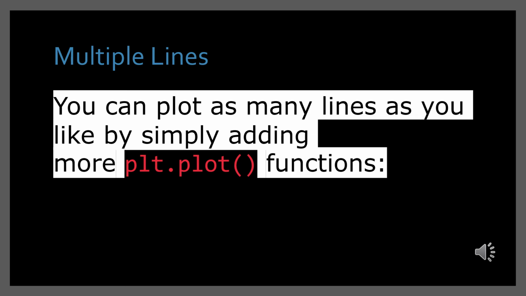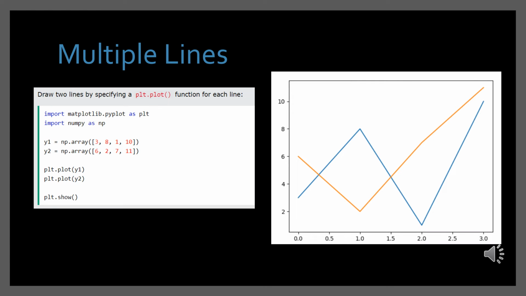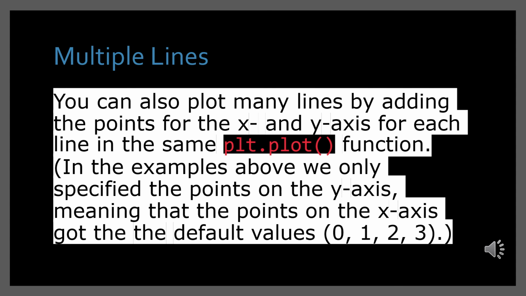Can we add multiple lines? Yes, we can add multiple lines also. So here we are using two arrays, one is y1 and another one is y2. The y1 array has values 3, 8, 1, 10, and y2 has 6, 2, 7, 11. So plot of y1 and plot of y2 is going to show, and you can see two different lines with two different colors. For multiple lines, you can use the plot function.